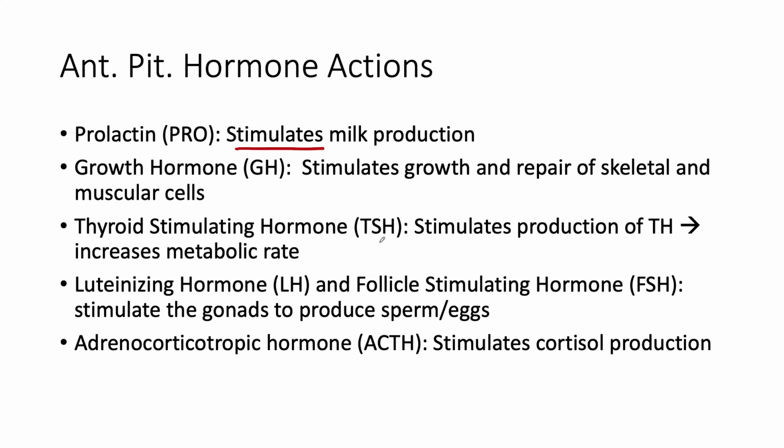Thyroid stimulating hormone, we just talked about that. It increases your metabolic rate. Luteinizing hormone and follicle stimulating hormone, we're going to talk about again when we get to the reproductive system, but they work to stimulate the gonads and increase production of sperm or eggs. And then there is adrenocorticotropic hormone, which we like to shorten to ACTH for obvious reasons. And this is going to stimulate cortisol production. So this works on the adrenal glands.